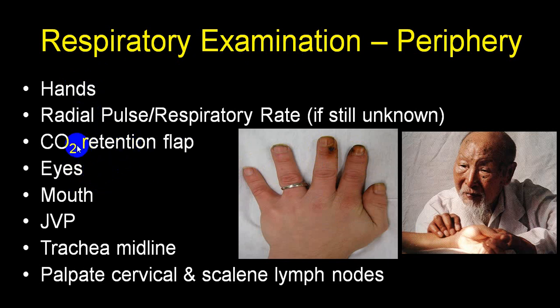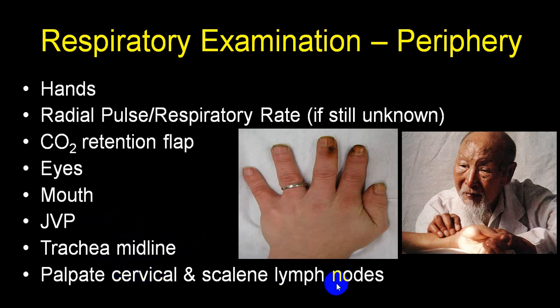In the upper limb, you can look for flap, which is one of the findings in carbon dioxide narcosis. Look at the mouth. Pursed lip is a finding of respiratory distress. JVP elevated suggests that there is an increased right side pressure, which is secondary to cor pulmonale. Trachea position is usually checked on inspection, and palpation we do.